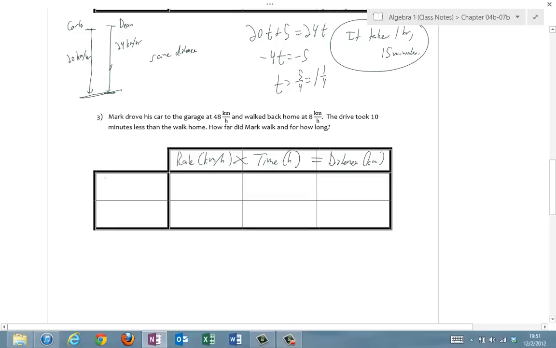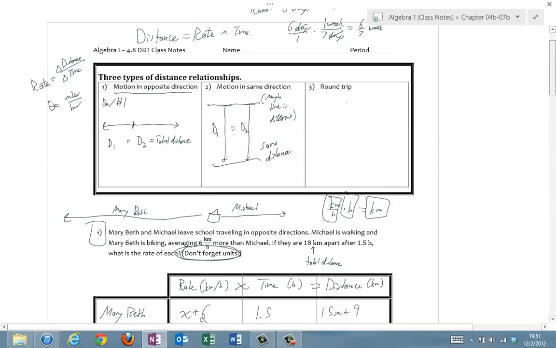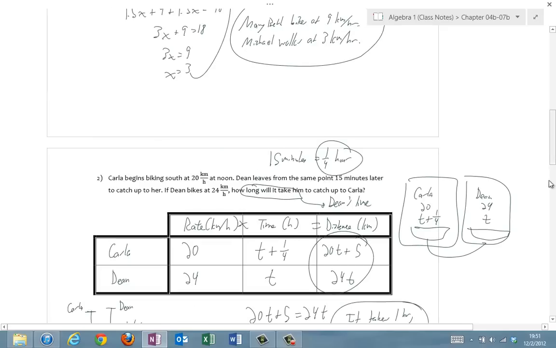Mark drove his car to the garage and then back home. We'll call this the walk home. So there's two trips going on, but it's the same person. This is what we call the round trip. And if we look back up, round trips are, I go this way, then I go this way. We have another case of distance 1 equaling distance 2. So it's the same distance situation. Let's go back down here.